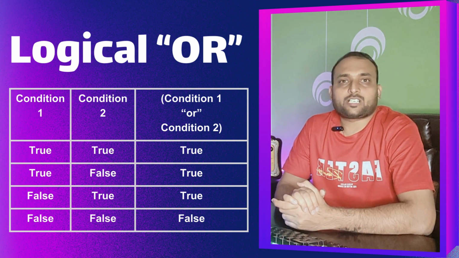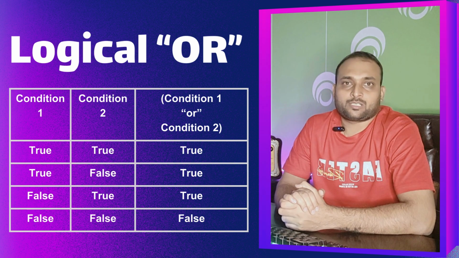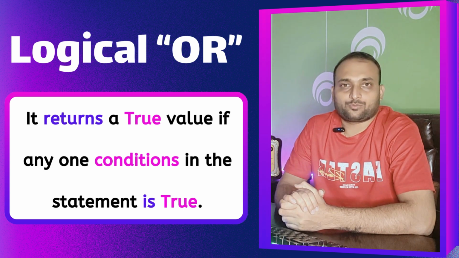Now let's move to the logical OR operator. You can see a truth table for the OR operator. You need not remember this one also. The key takeaway from this table is that it will return a true value if any one of the conditions from the statement is true.